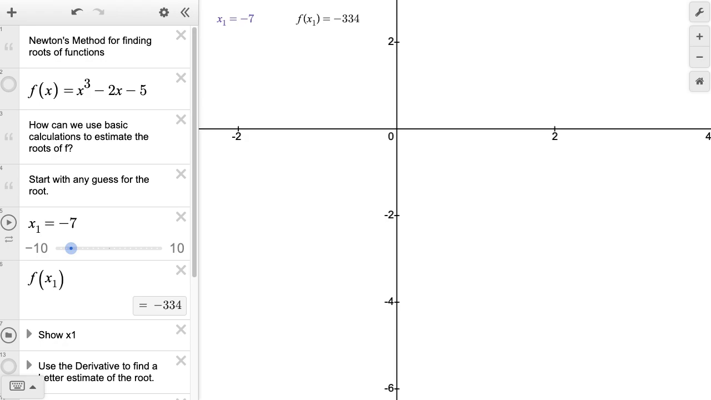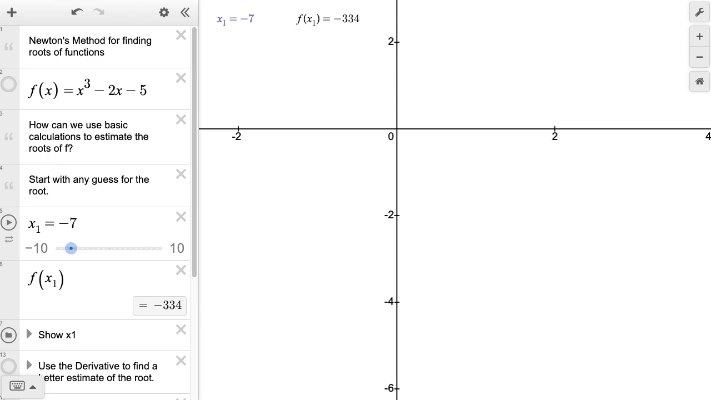Okay, so we're going to allow the computer to do certain calculations for us, but we're going to stop it from doing other calculations, pretending that the computer doesn't know how to find a root for us. And this could potentially mimic how the computer is going to find a root for us. So I am starting with this function, x cubed minus 2x minus 5, and I'm asking how can we use some basic calculations to estimate the roots of this function f.